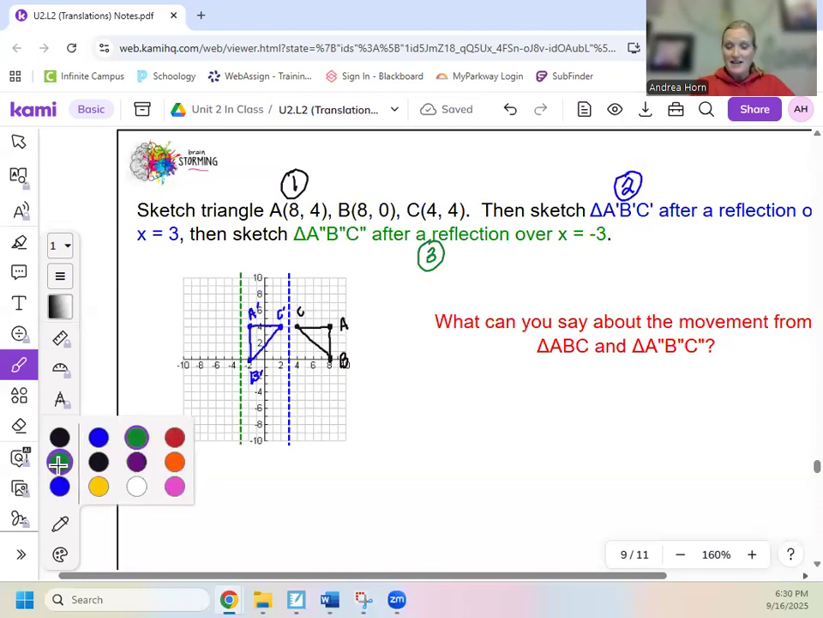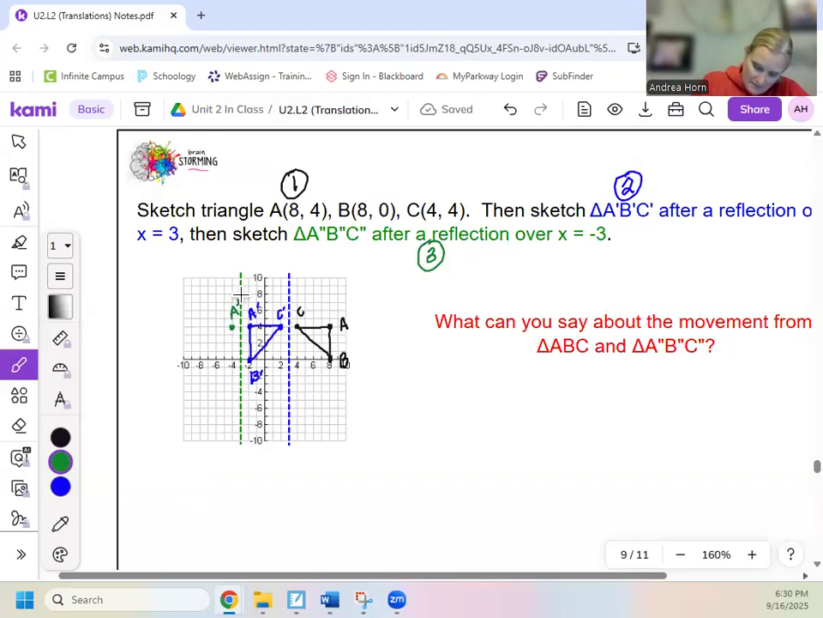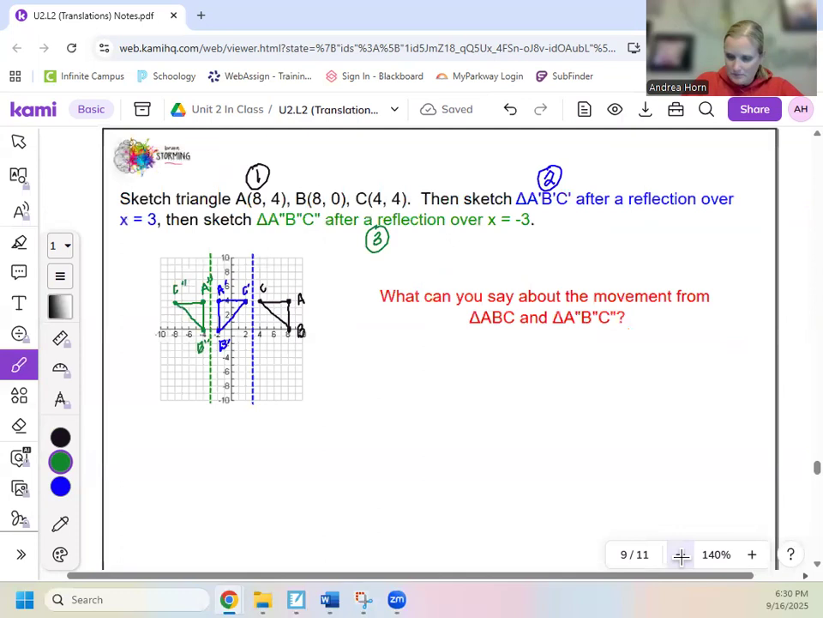Then I'm going to reflect again. This time I'm going to reflect over x equals negative 3. Again, I have that graphed for you, so I'm going to reflect over that green line. So that's A double prime. B double prime would reflect over to here. And then C is 1, 2, 3, 4, 5 away from my line of reflection, so I'm going to go 1, 2, 3, 4, 5 the other direction. So C double prime. My final graph looks something like this.